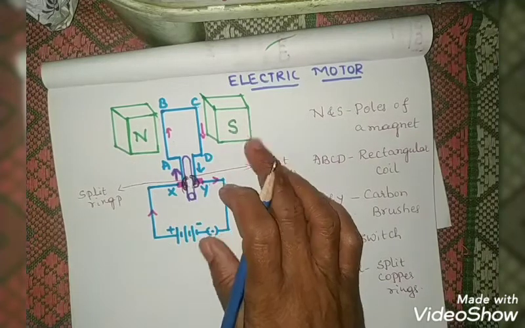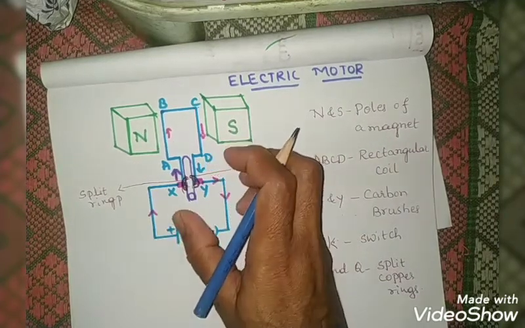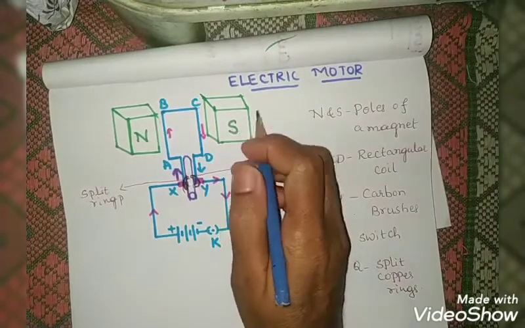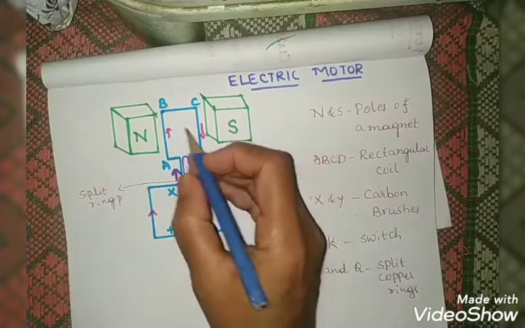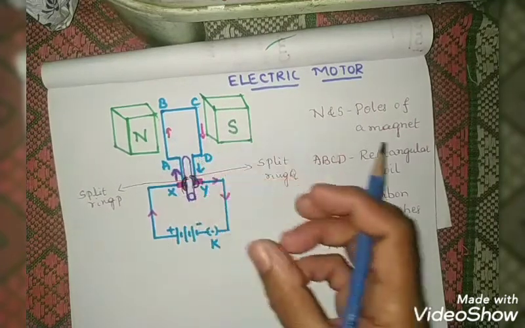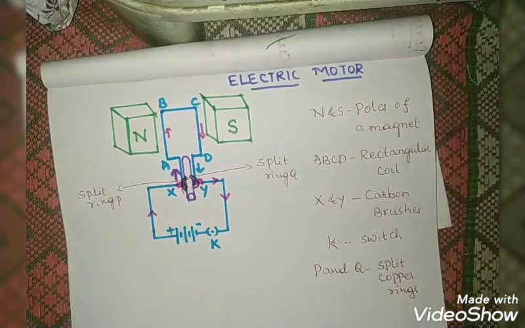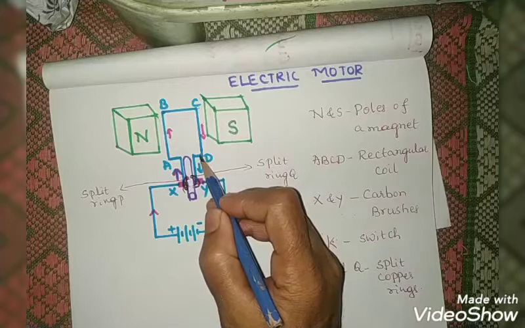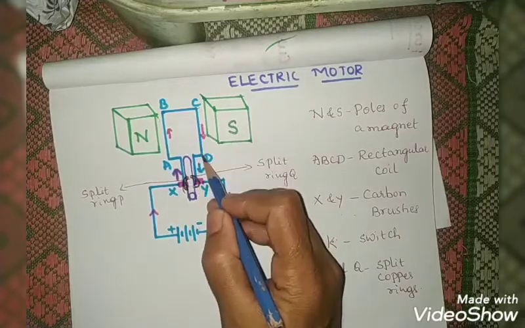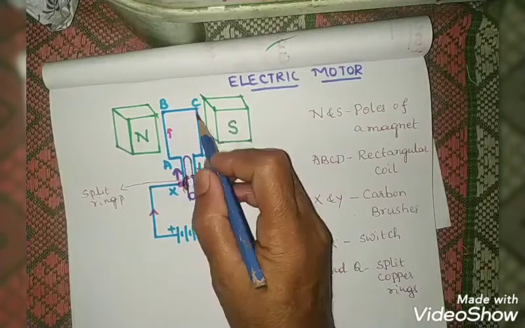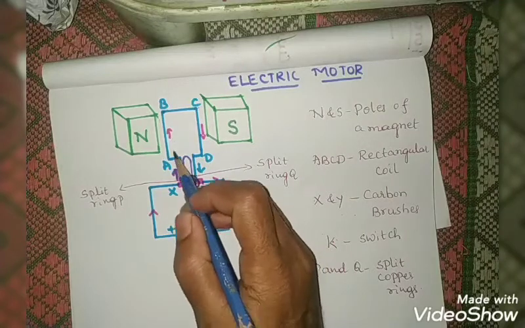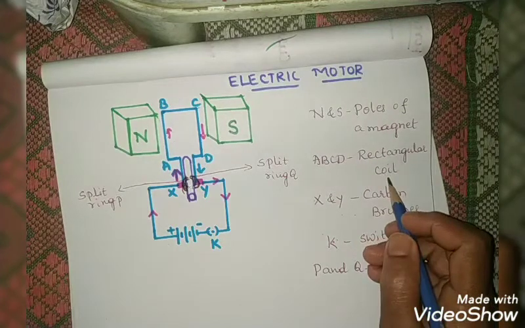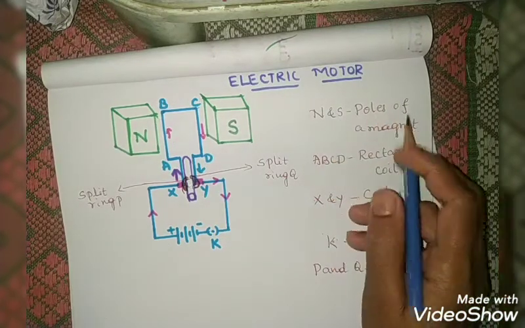And there must be a conducting coil, right? Yes, here N and S are the poles of a magnet. And here you can see, instead of a straight wire, we studied about a straight wire, right? But here we are considering a copper coil or a wire in the shape of a rectangle. That is known as a rectangular copper coil. ABCD is a rectangular copper coil. N and S are the poles of a magnet.